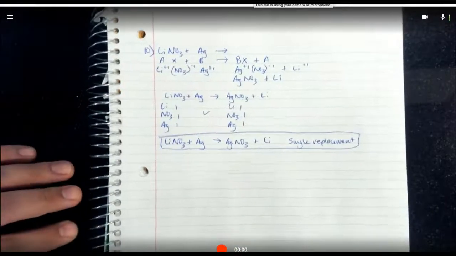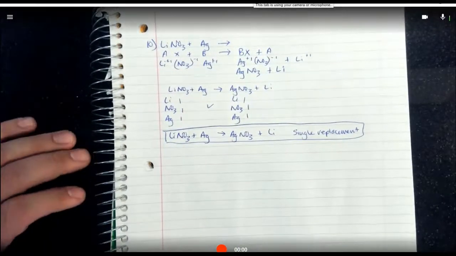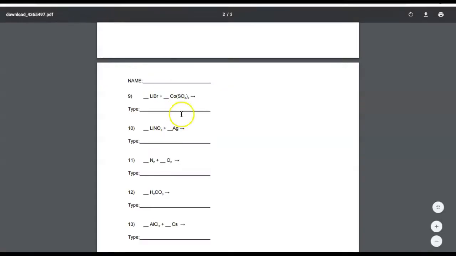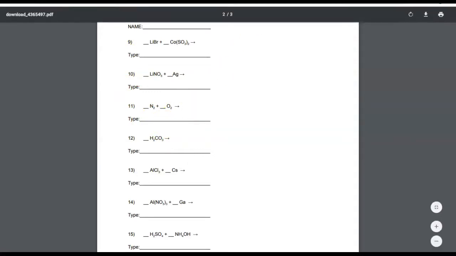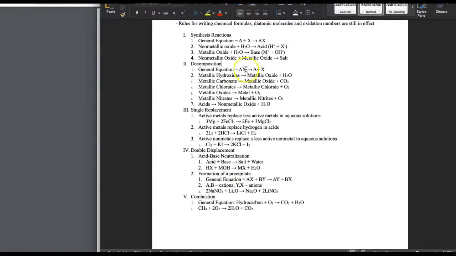Let's take a look at one more here. Let's go with number 12. Why not? Okay, 12 right here. We have carbonic acid, H2CO3. So when you start with one substance as your reactant, it's probably going to be a decomposition reaction. And it's an acid, so it decomposes into the nonmetallic oxide and water.